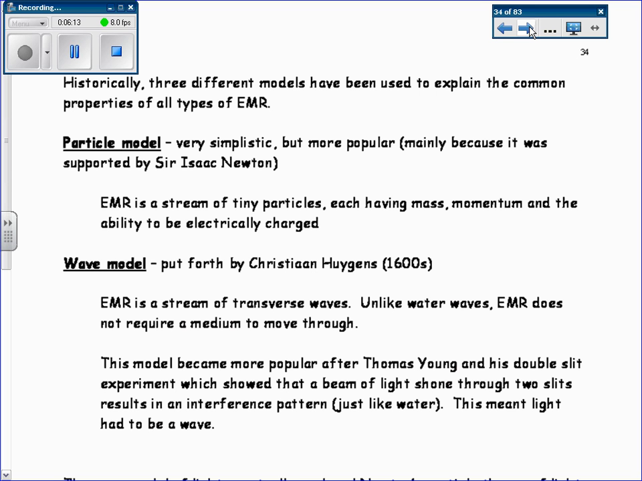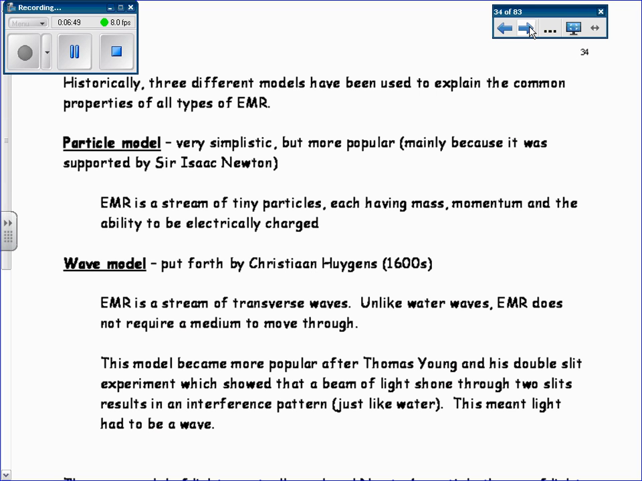But having said that, because he had a lot of notoriety in terms of his laws of motion and the universal law of gravitation, he believed that light is a particle, that light traveled and behaved as a particle. And so the majority of the physics and science world supported him in that. It was a very simplistic model, but it was the more popular model, I think because it was attached to Newton. The particle model says that electromagnetic radiation is a stream of tiny particles. Each particle has a mass, has momentum, and has the ability to be electrically charged.